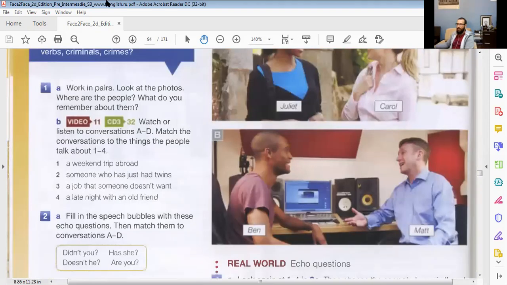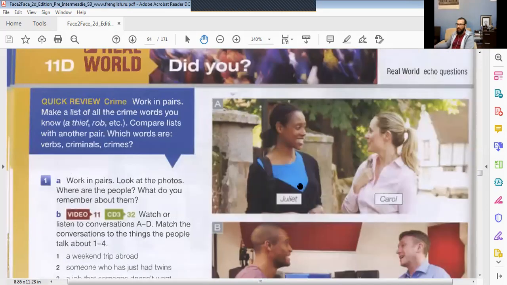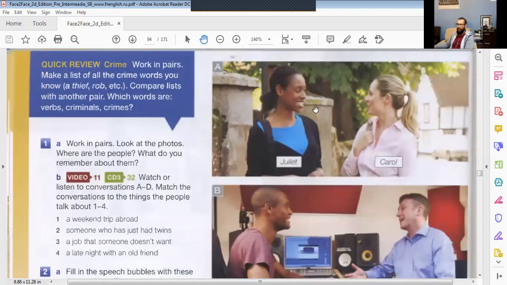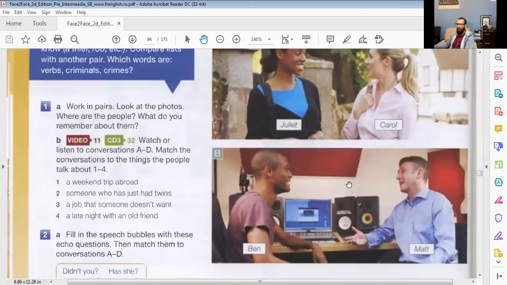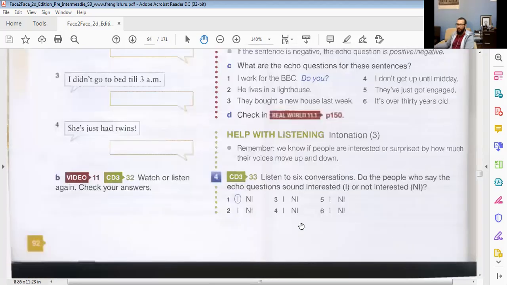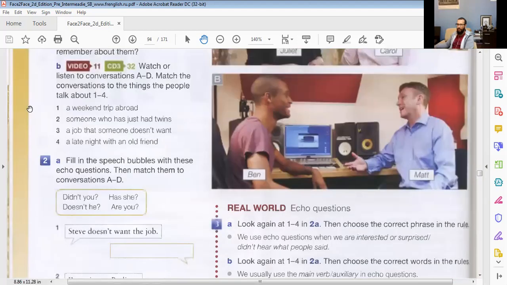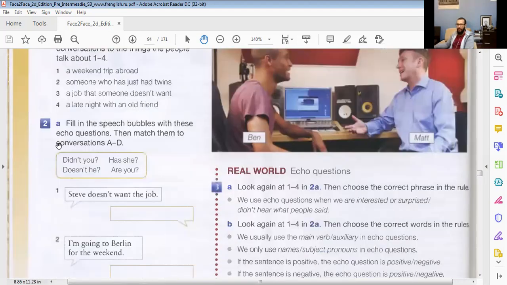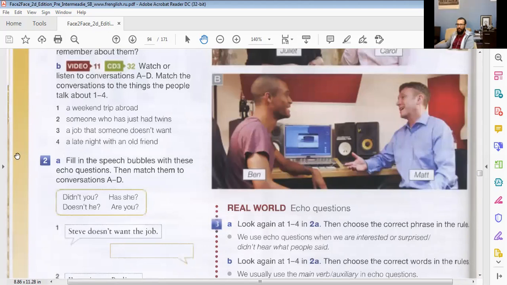All right. Okay, so let's match the conversations. So conversation A, Juliet and Carol, what did they talk about? Someone who has just had twins. Right. And Ben and Matt? A late night with an old friend. Right. And then Jackie and Amy, what did they talk about? A weekend trip abroad. Correct. This means Liam and David, what did they talk about? Someone who has just got a job that someone doesn't want.